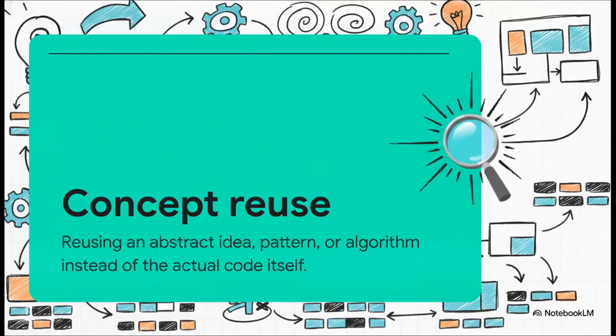Right, Section 3, Concept Reuse. So we just covered the 4 physical levels of reuse, but what happens when the code itself is just way too specific to copy and paste? Well, that leads us to concept reuse. This is when you reuse an abstract idea, a pattern, or an algorithm instead of the actual physical code itself. You see, sometimes an existing system has a truly brilliant way of solving a problem, but the actual code is so tangled up in that specific application that you just can't extract it. So you don't reuse the component, you reuse the brilliant idea instead.